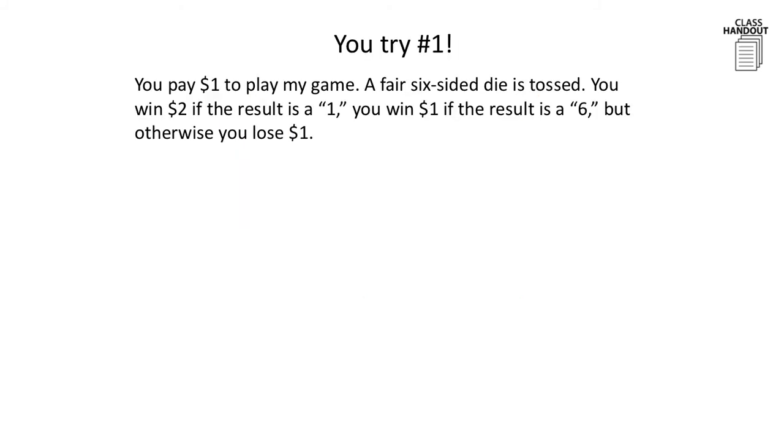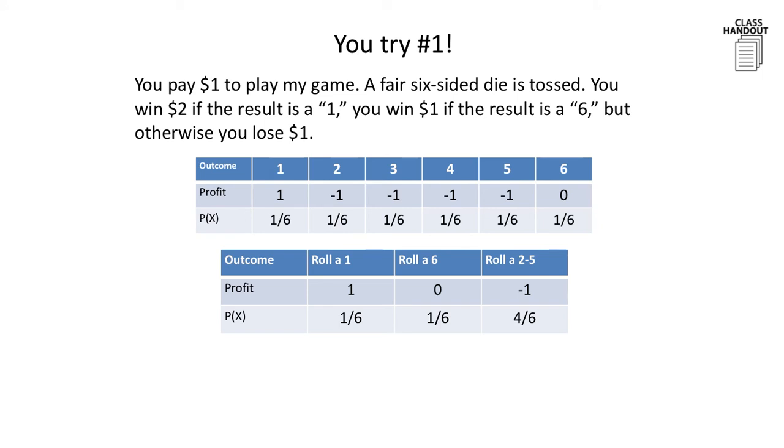All right, here's another example. It says you pay $1 to play my game. A fair six-sided die is tossed. You win $2 if the result is a 1. You win $1 if the result is a 6, but otherwise you lose $1. So there's actually two ways you can make this table. You can make it where you list out every single outcome, rolling a 1, 2, 3, 4, 5, or 6. And in this case, what they give us is that you win $2 if the result is a 1. You win $1 if the result is a 6. Otherwise, you lose $1.